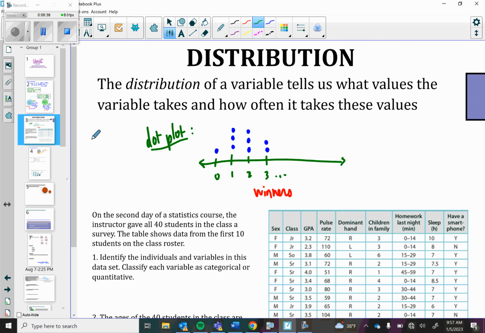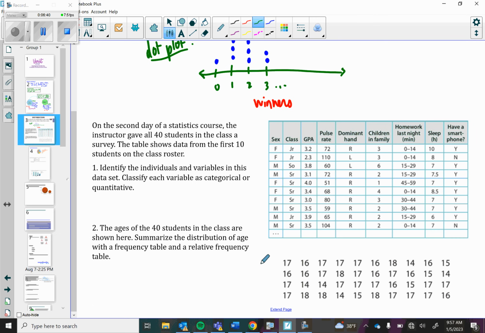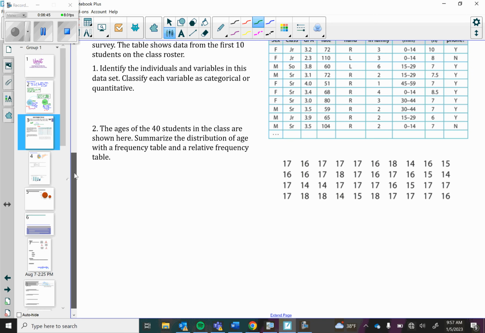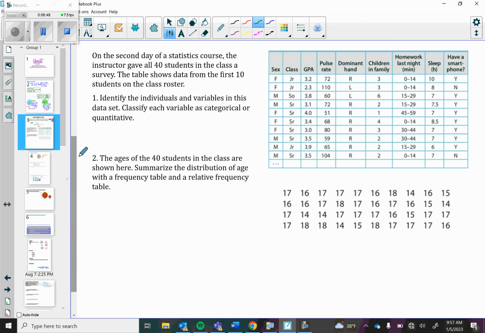Let's look at an example. On the second day of a stats course, the instructor gave all 40 students in the class a survey. The data in our table shows the first 10 students on the class roster. Identify the individuals and the variables in this data set. Then we need to classify each variable as categorical or quantitative. Our individuals we're looking at are the people, places, things, objects, animals that the data set talks about. So in this case, our individuals are our 40 students.